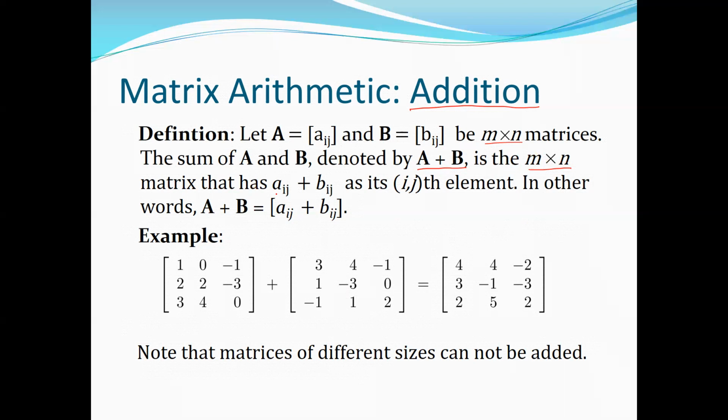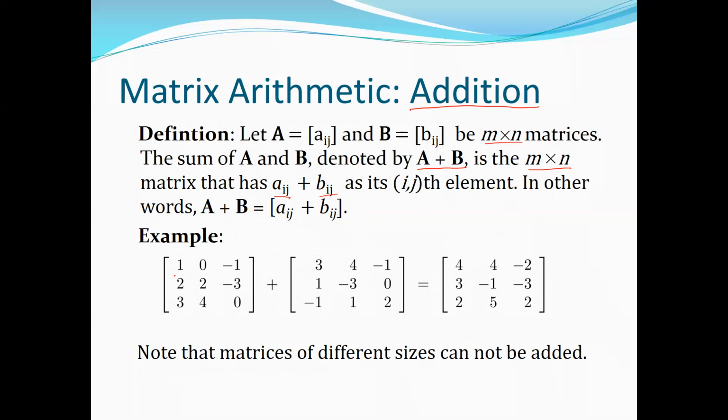We add the elements at the same positions in the two matrices. For example, Aij will be added with Bij. The element at the Aij position will be added with the element at the Bij position, the i comma jth element in order. In other words, A plus B is equal to Aij plus Bij. Now let's see this example, then we will understand.